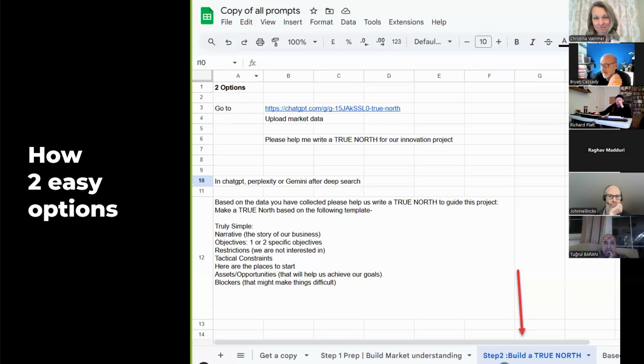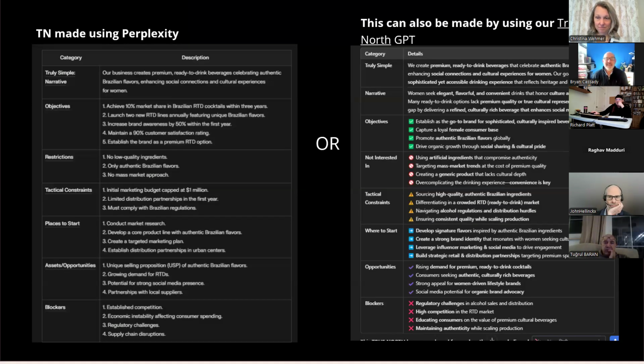Straightforward. The second thing is you can go within your deep search models and say, based on all the stuff that you collected already, help me write a True North for my project, based on the following template. And what you will get back, and this is too small to read, is a very, very clear and specific innovation challenge. What is good about an innovation challenge is it has a story. People understand stories. And contrary to what you might believe, AI understands stories much better than it understands facts. So it has a story, it has objectives, and it has constraints.